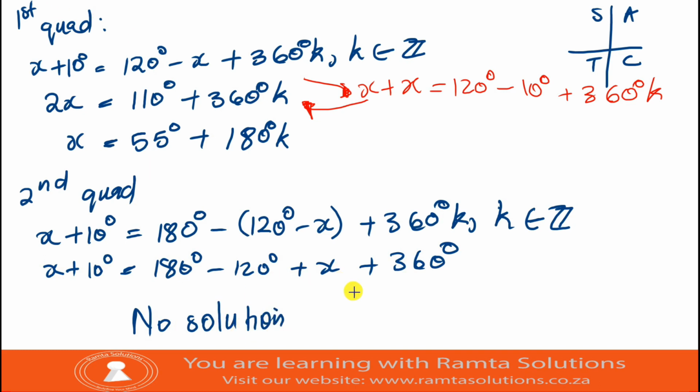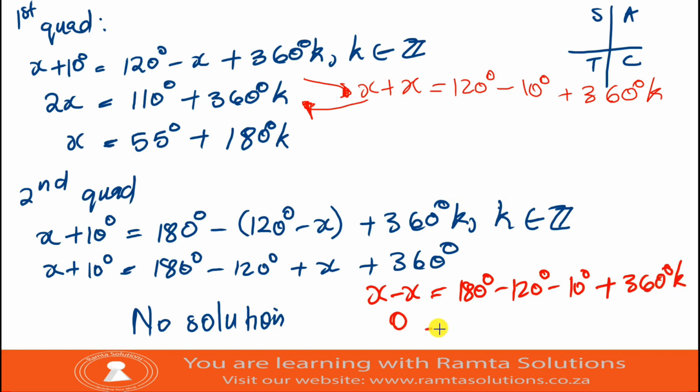Why am I saying that? It's because x will be going the other way. You will be having x minus x equals 180 minus 120 degrees minus 10 degrees plus 360 degrees k. What are you solving? Because this will be 0 equals this. Can you see that? This is why I'm saying it is no solution. So we can only work with the first one.